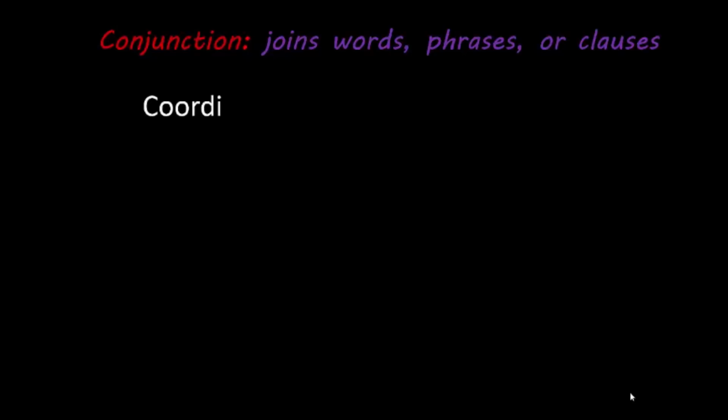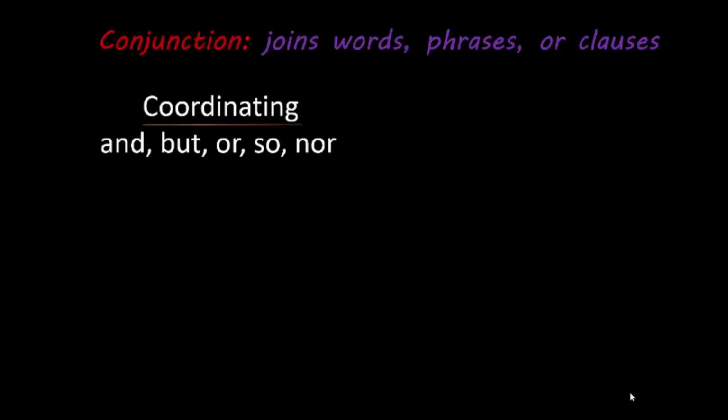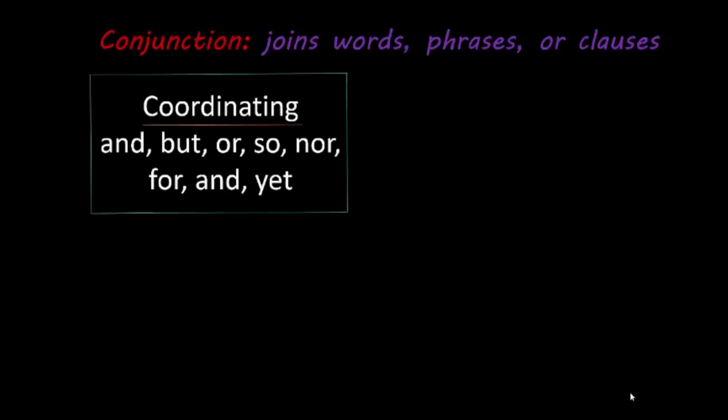Next, let's move on to conjunctions. A conjunction is a word that joins words, phrases, or clauses. And there are 3 types of conjunctions. First, there is the coordinating conjunction. And some examples of coordinating conjunctions are and, but, or, so, nor, for, and yet. So these are different types of coordinating conjunctions.